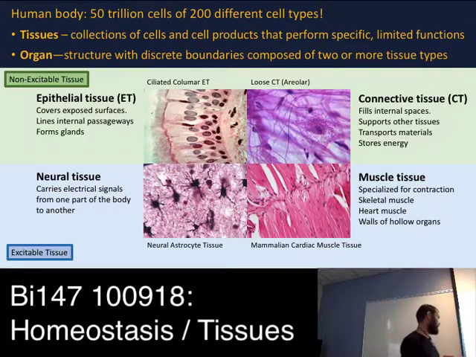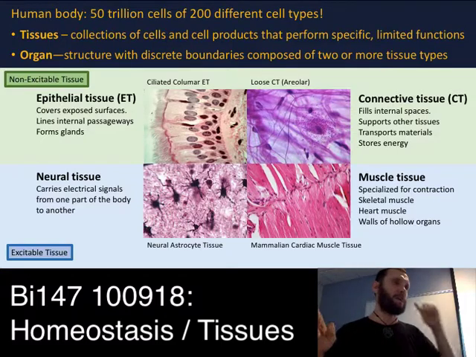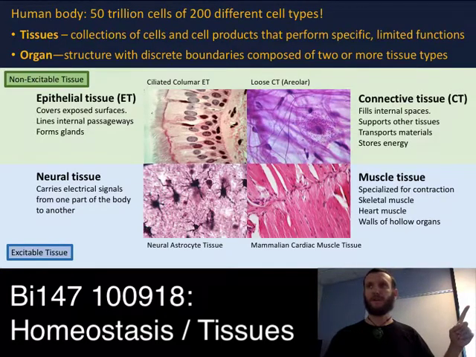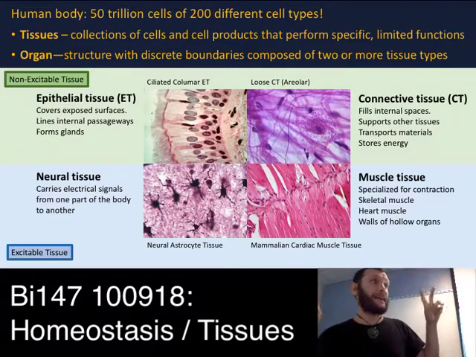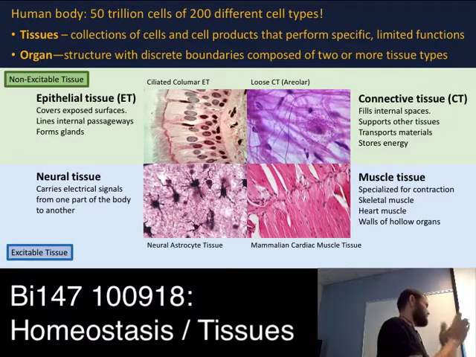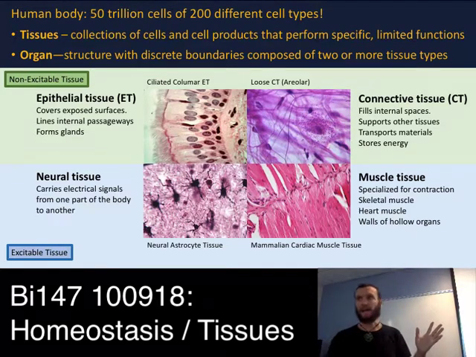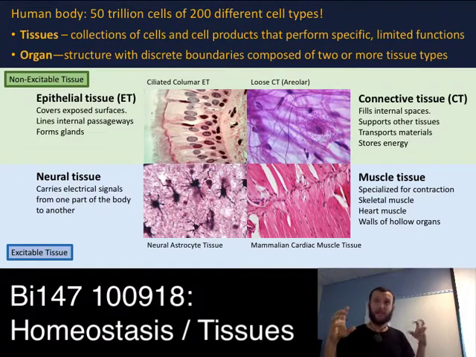Okay. And then excitable tissue. There's two types, neural and muscle. That's it. If it's an excitable tissue, it's got to be some kind of a neuron or some kind of a muscle cell. And these are cells that can be excited. And this doesn't mean happy or enthusiastic. It means that they can go through what's called an action potential.